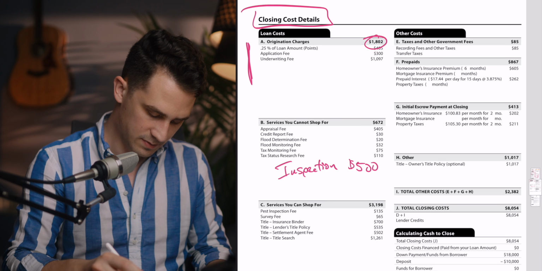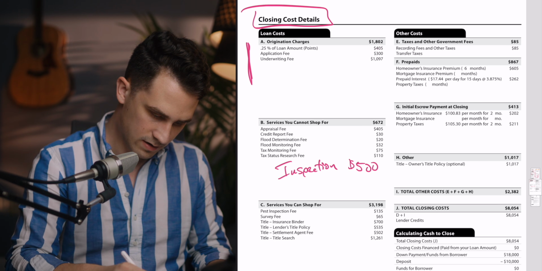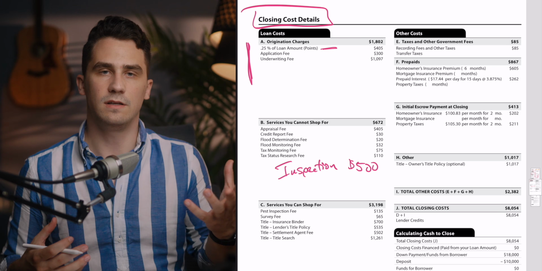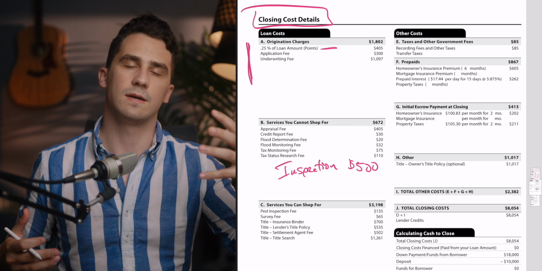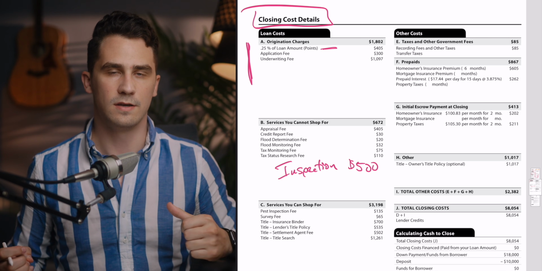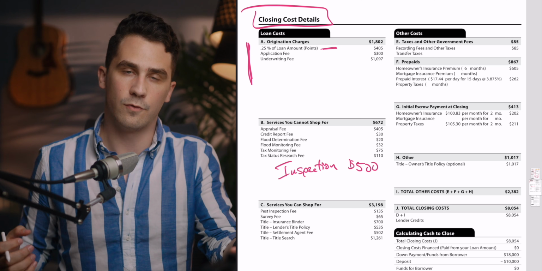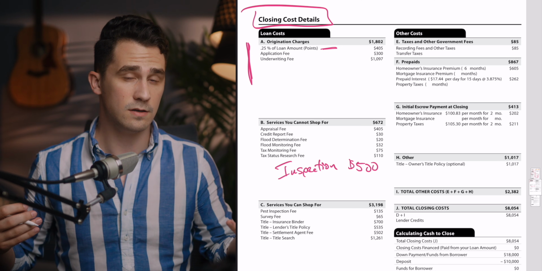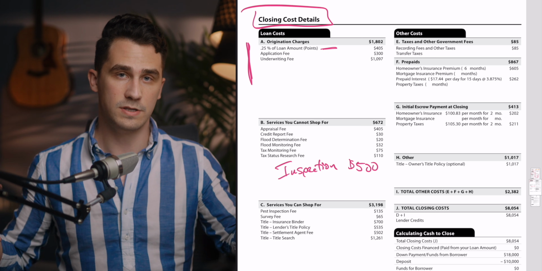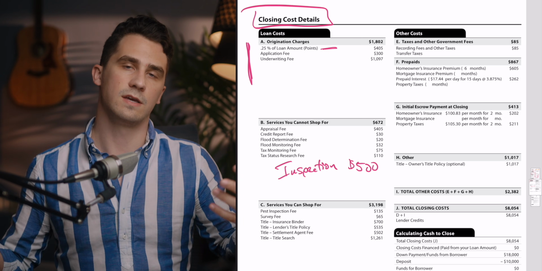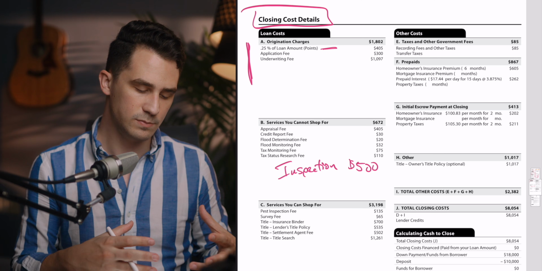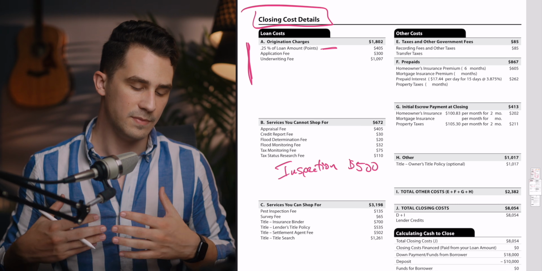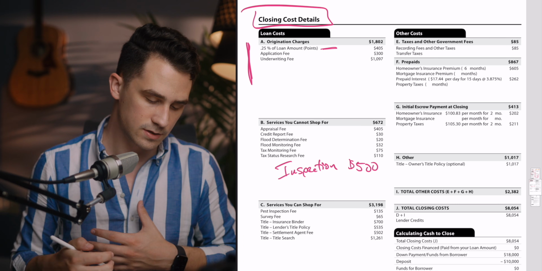Okay. Let me erase that because this is in the way of everything else. So points, what are points? Basically points are, think of it almost like prepaid interest in a way. So you can pay extra money up front to lower your interest rate. You can also do the inverse. You can receive a credit and get a higher interest rate. So points can give you a lower interest rate. A credit can give you a higher interest rate. So sometimes people choose to pay points to lower their interest rate. That way they can save some money on interest.